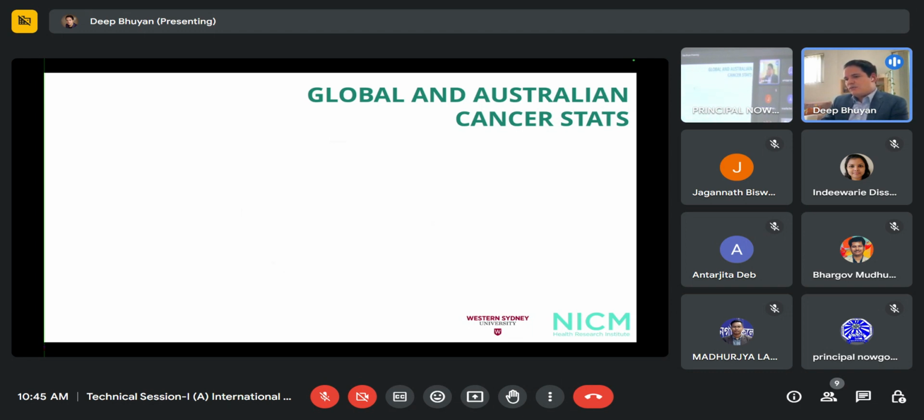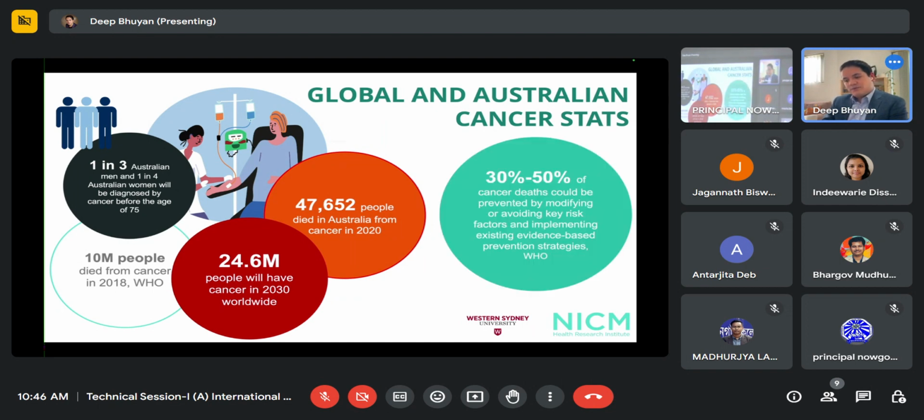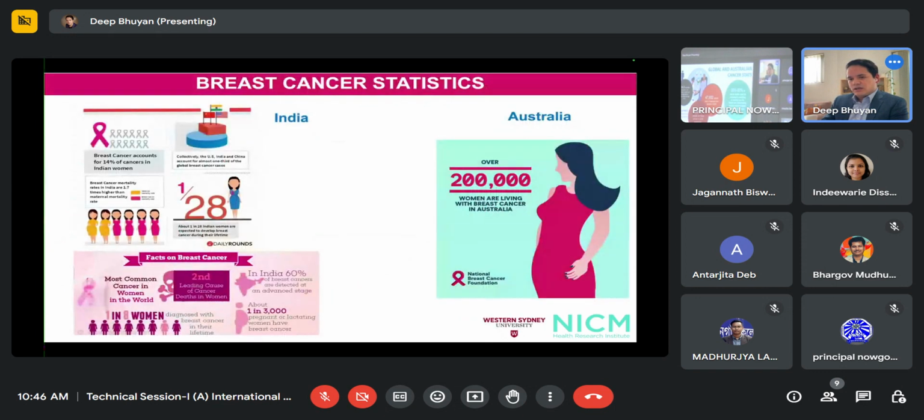These are some of the global and Australian cancer statistics. According to the WHO, about 24.6 million people will have cancer by 2030 worldwide. That's a huge number. In terms of prevention strategies, the WHO also tells us that about 30 to 50% of these cancers can be prevented by modifying certain risk factors. So there is that gap, or that opportunity, that we could address through our research.